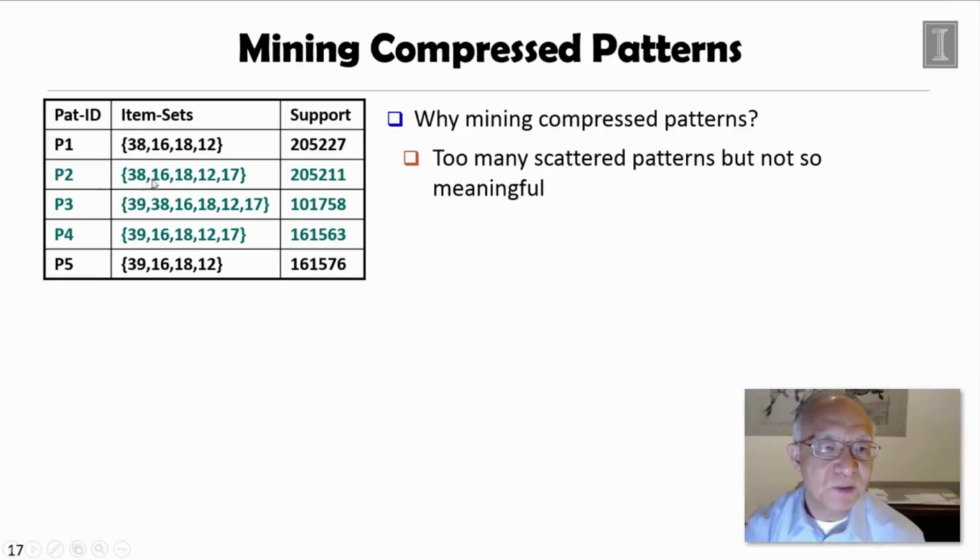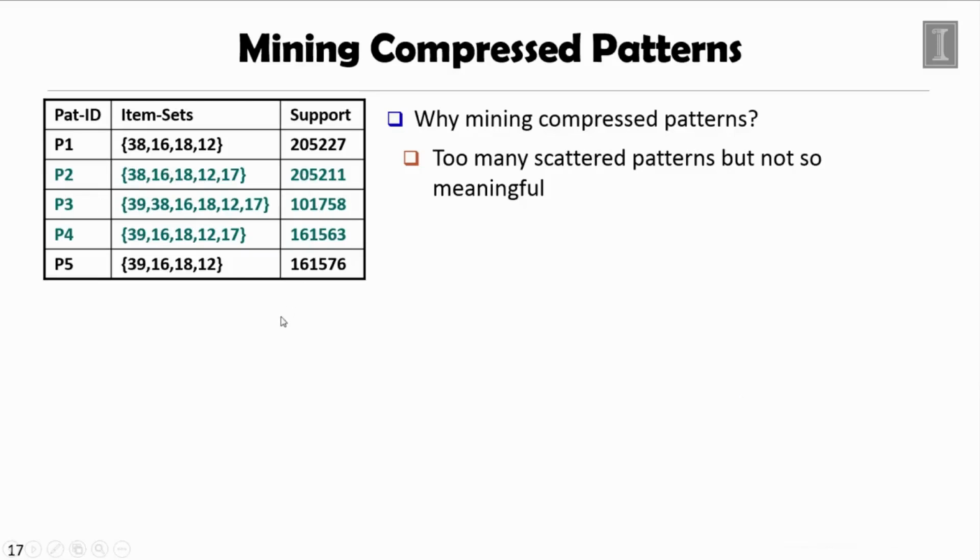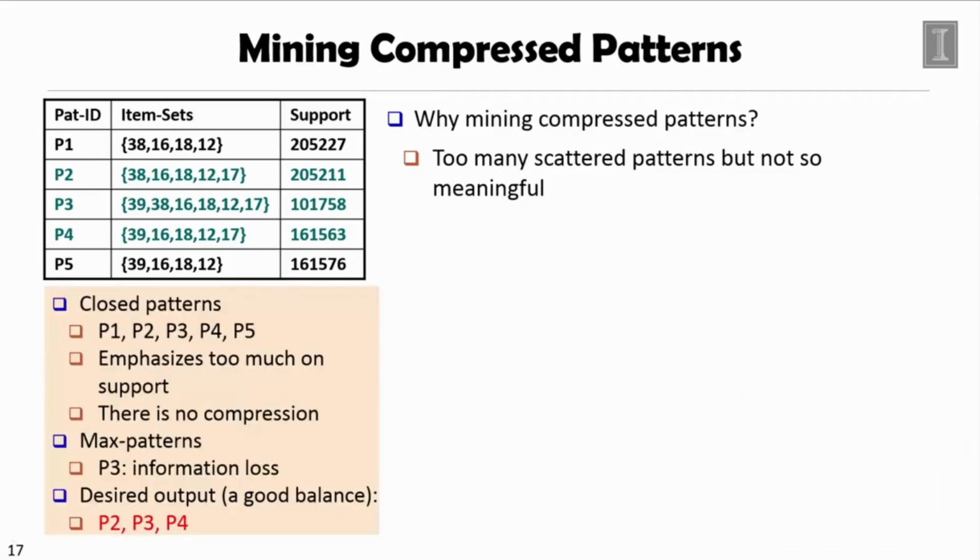But P2 and P3 are similar in item sets, but their supports are rather different. Can we compress them? We may first examine closed patterns. Actually, for closed patterns, there's nothing you can compress. The reason is closed patterns require the supports to be identical before you can compress them. But none of them have identical support counts, so nothing can be compressed.